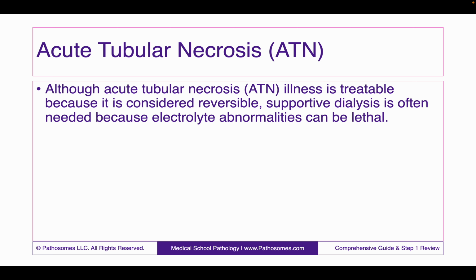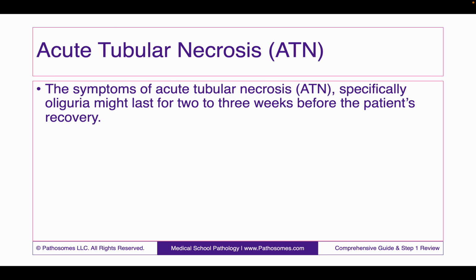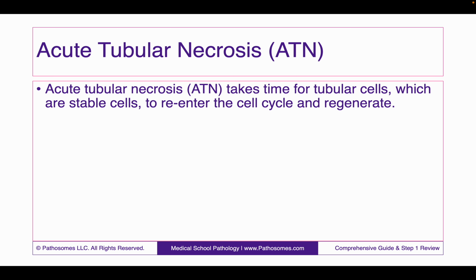Although acute tubular necrosis is treatable because it is considered reversible, supportive dialysis is often needed because electrolyte abnormalities can be lethal. The symptoms of acute tubular necrosis, specifically oliguria, might last for 2 to 3 weeks before the patient's recovery. It takes time for the tubular cells, which are stable cells, to re-enter the cell cycle and regenerate.